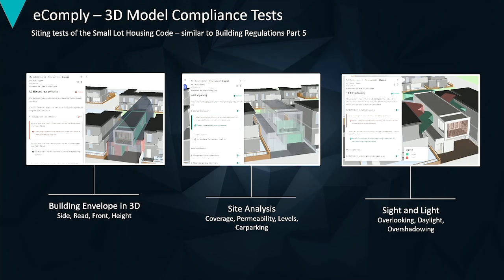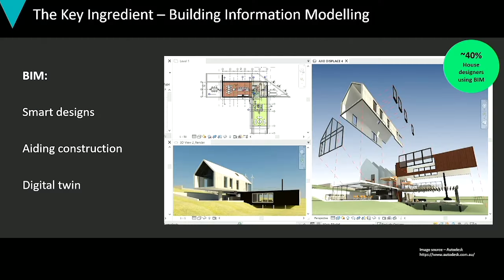There are 3 key things that this looks at. It does the building envelopes, as you saw. It does the site analysis regarding permeability and parking as well. So it covers all the planning rules that we're supposed to look at, as well as the overlooking and site control. The key thing, again, is the BIM language.